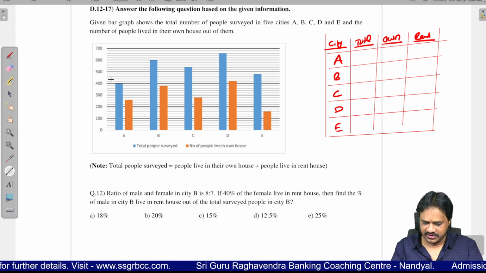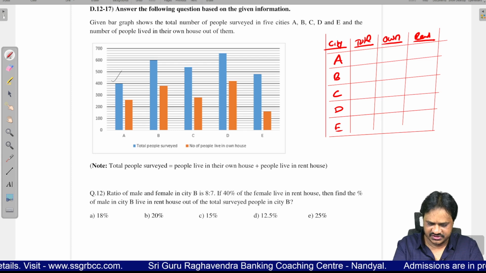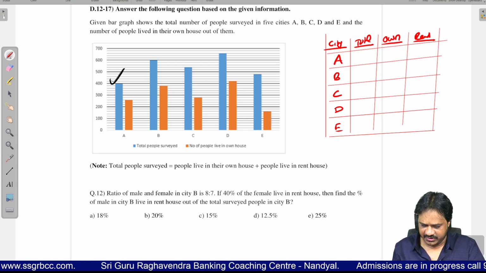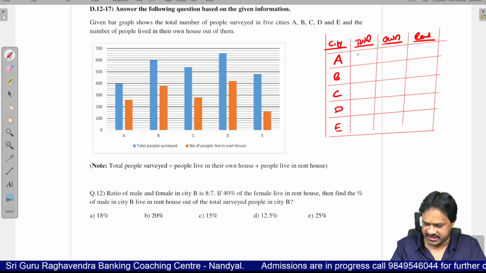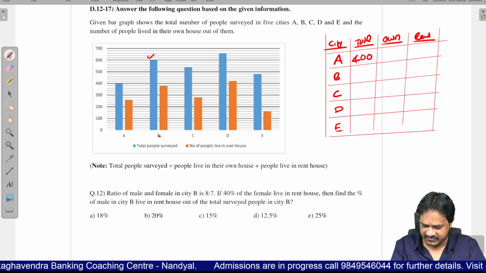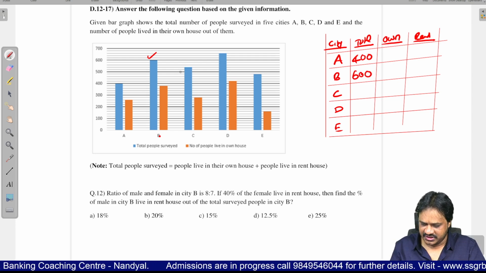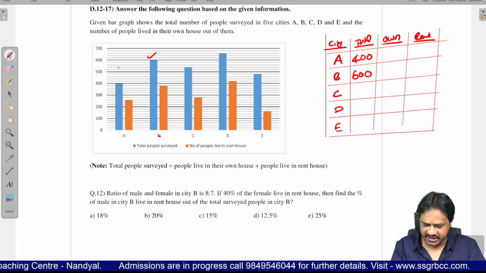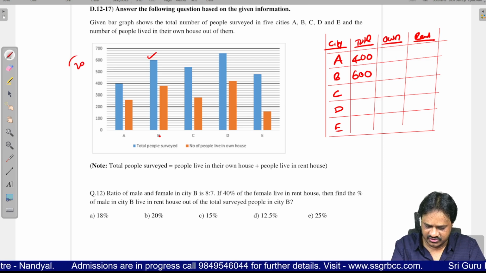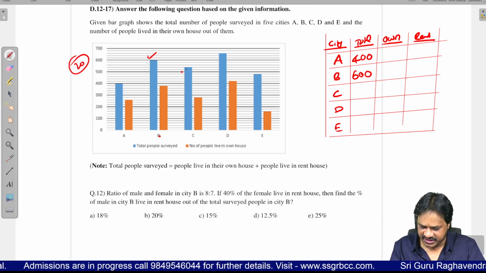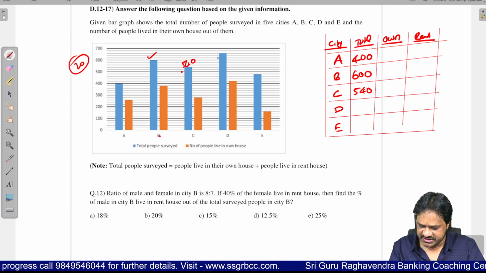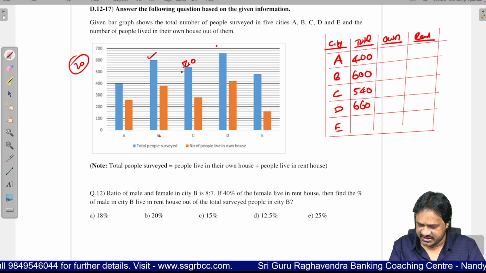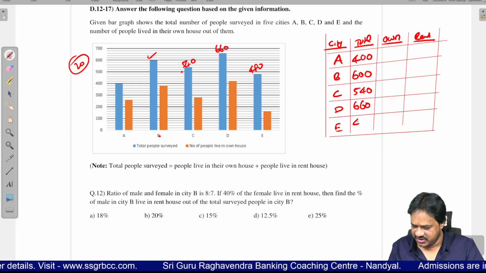Okay. See, these are the values of total people surveyed. So you have to take this data. See, this is exactly equal to 400. First of all, let us complete this one, 400. The second one is exactly 600. Third one, each line is equal to 20 units. So this is 500, 520 and 540. This one is 540. Now if you see here 620, 640, 660. This value is 660. Now this one is one line below 500, so it is 480.